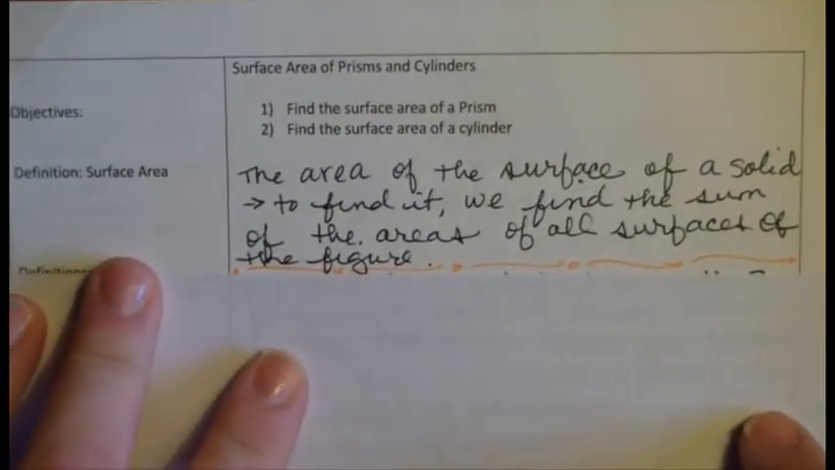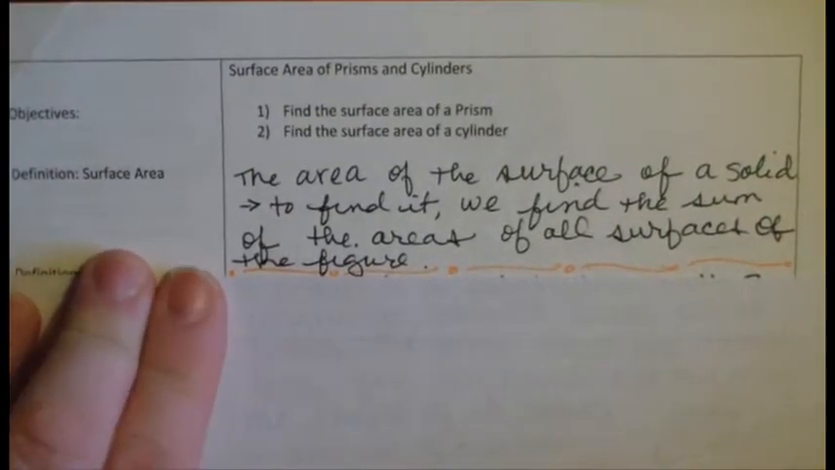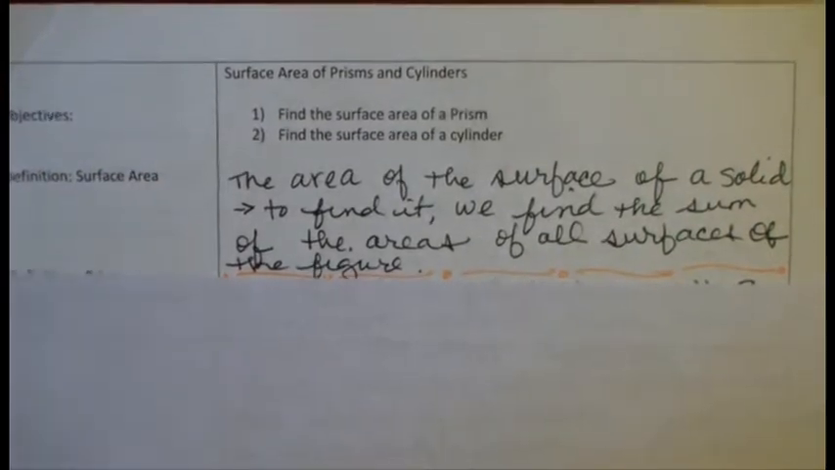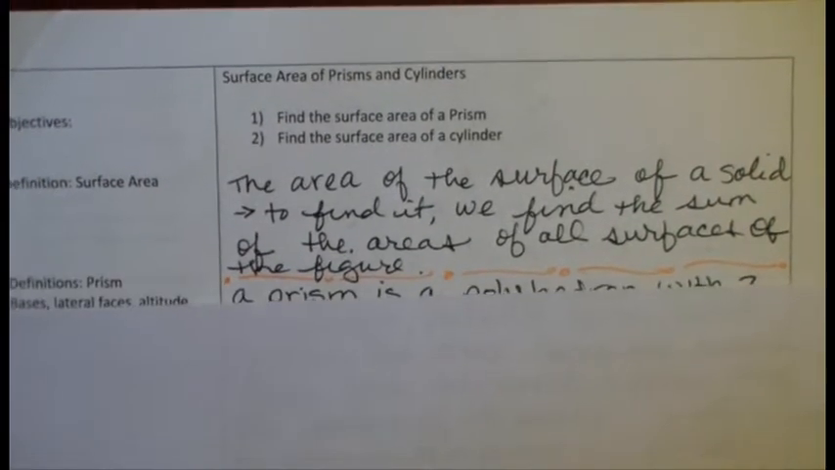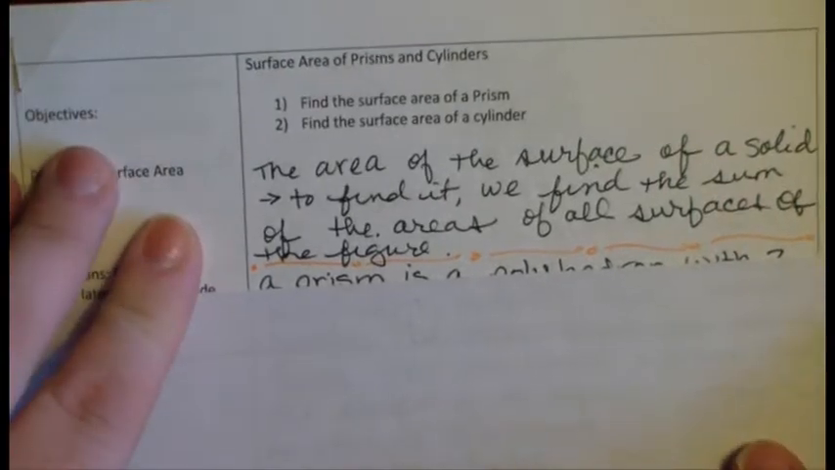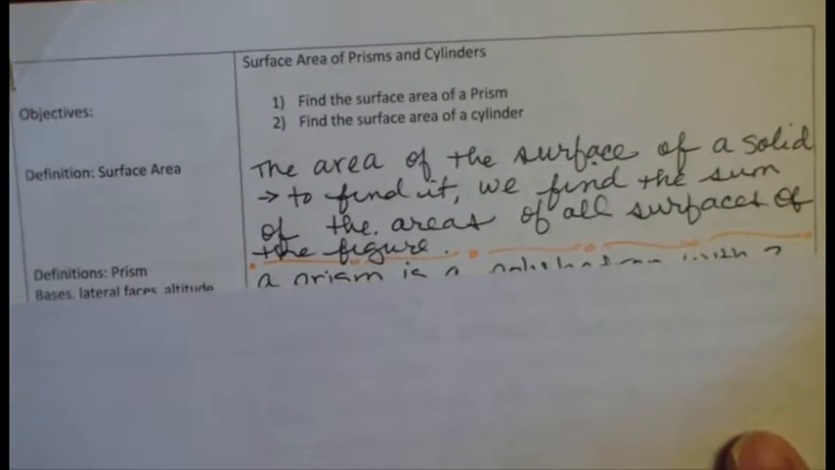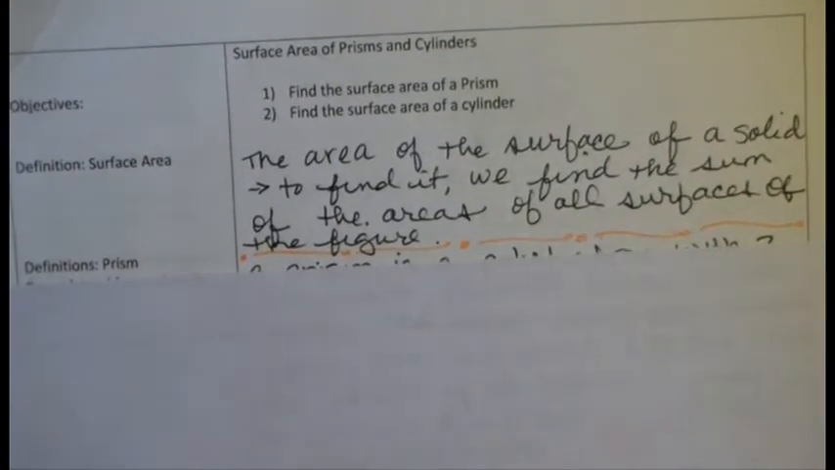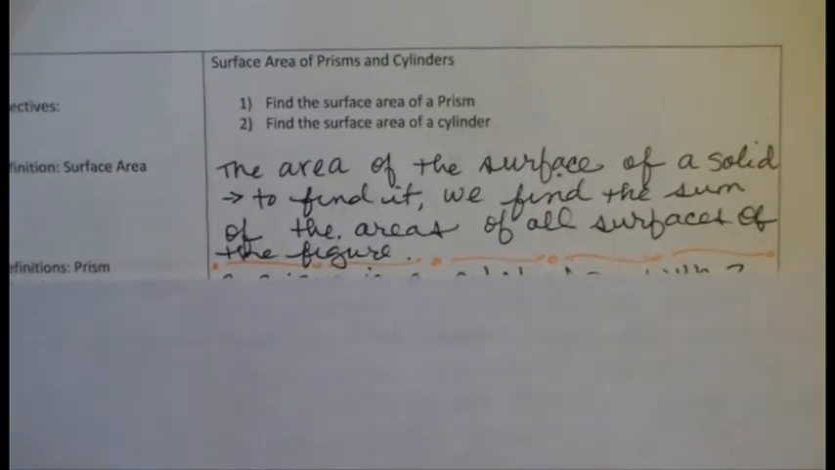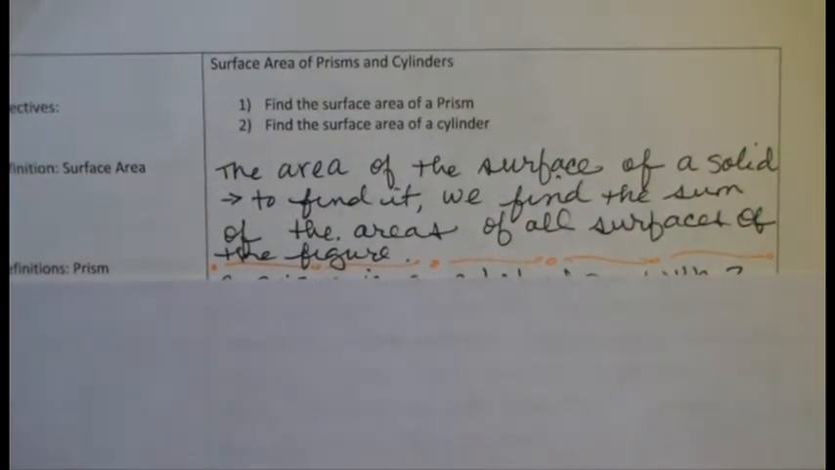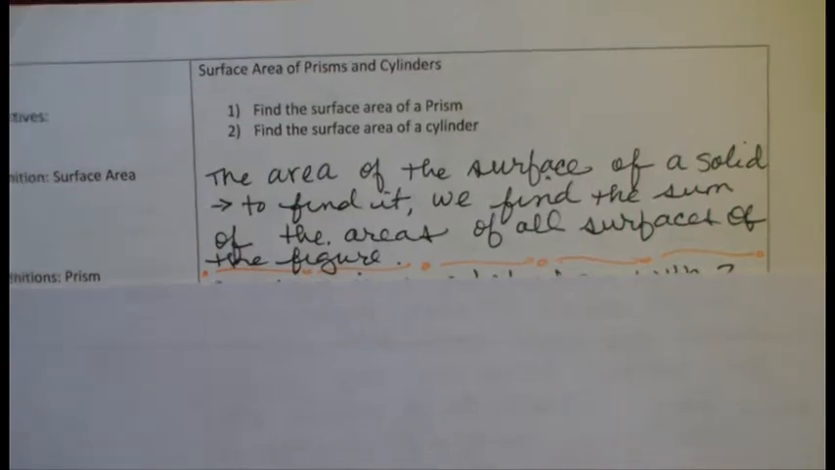So first, our definition for surface area. The surface area is basically just the area of the surface of a solid. And the way we find it is we find the sum of the areas of all the surfaces of the figure. And that's basically all it is. Basically, with volume and surface area, as long as you know vocabulary and can look up some equations, you're just plugging stuff into equations. So that's really all it is.